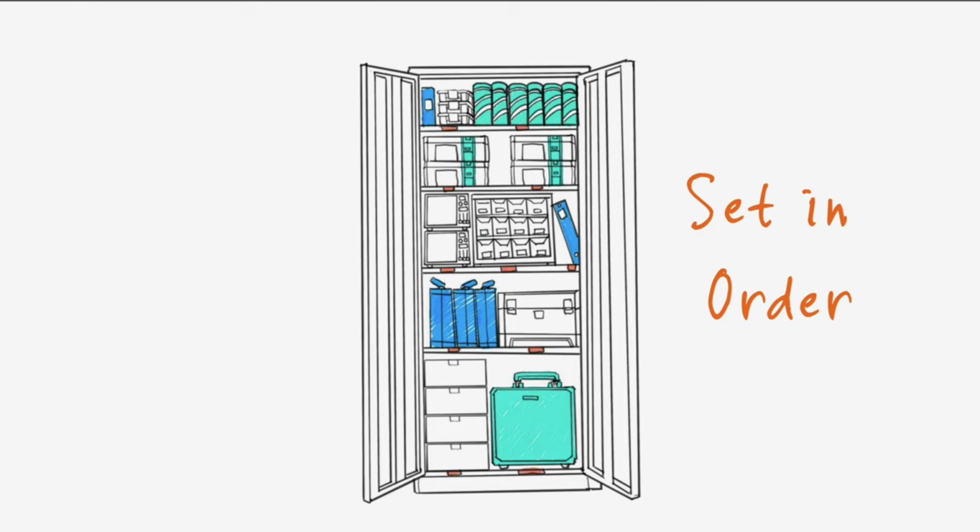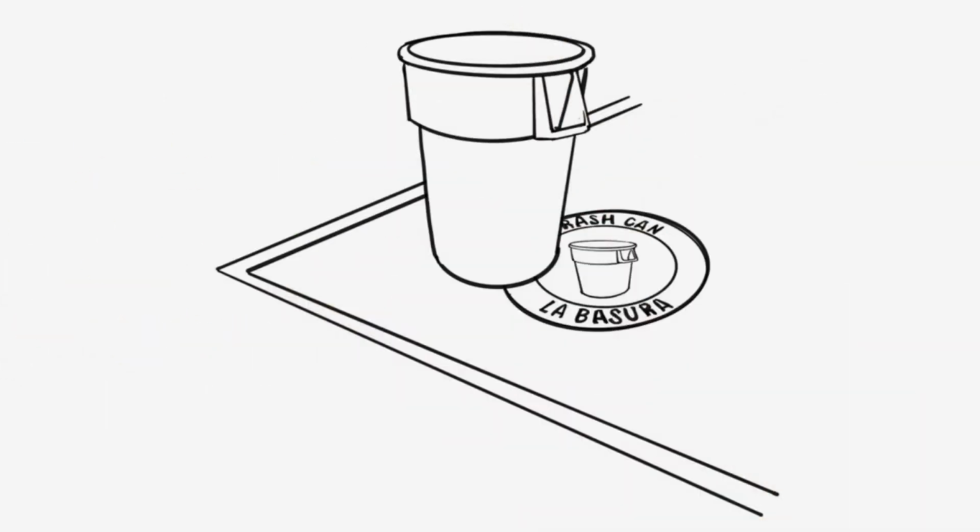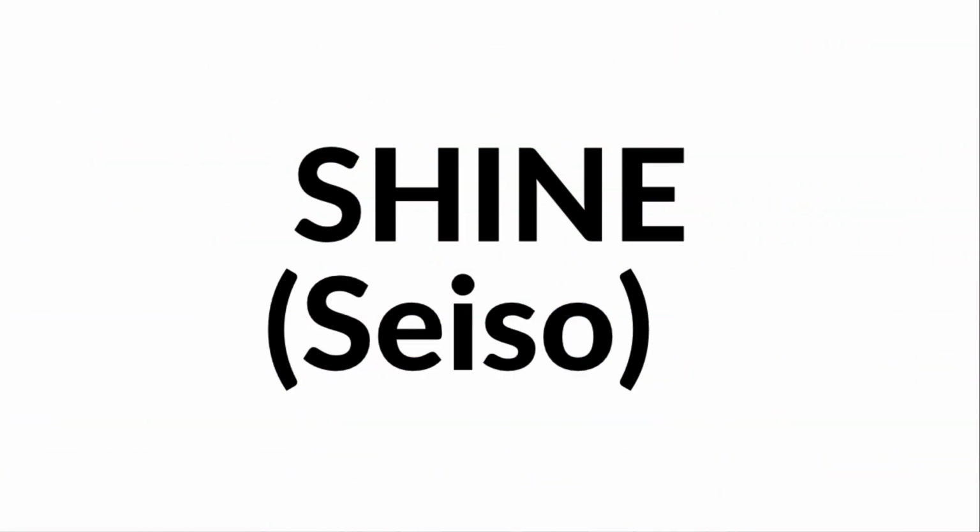Tools, equipment, and materials should have designated places, making them easily accessible when needed. This minimizes the time spent searching and promotes a more structured workflow. And then we get to the third S in 5S, which is shine, or seiso in Japanese.